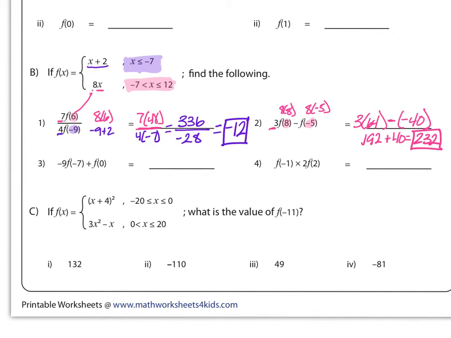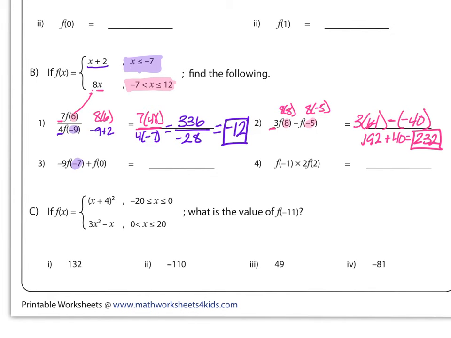Okay, so now we're going to go to the next one. And we've got -7 is my first one. Well, -7 is equal to -7. So that means I'm going to use the top equation.